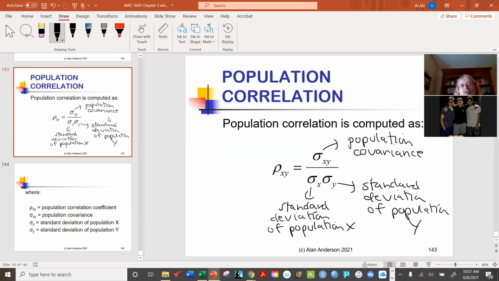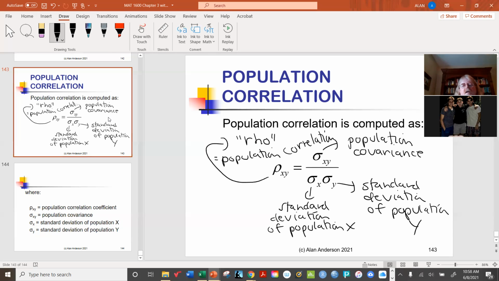And now this is a new Greek letter, which we haven't seen before. This is the Greek letter rho, and it represents the population correlation coefficient. So, of course, you can see that the formula is exactly the same, except for all the Greek letters. These two are calculated in exactly the same way.